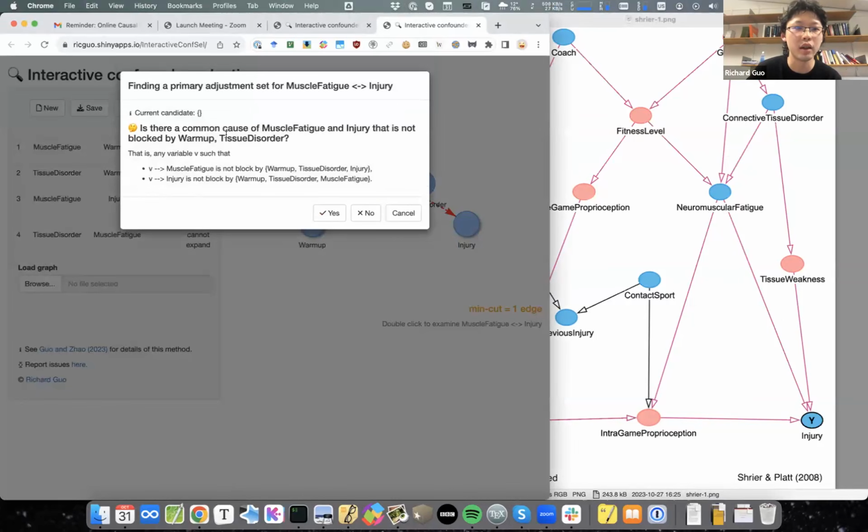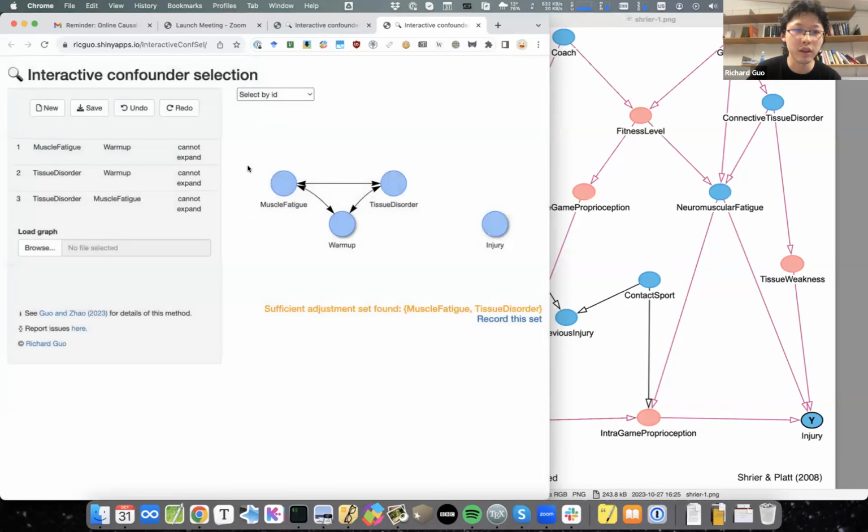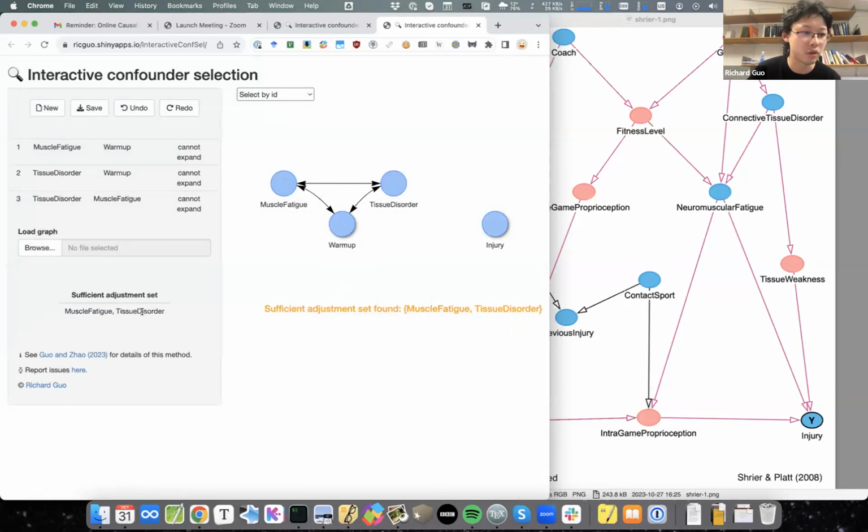Similarly, is there a common cause of muscle fatigue and injury that is not blocked by warm-up and tissue disorder? Well, there's genetics, but genetics is fully mediated by tissue disorder. So I say no. So I can remove this edge. So now warm-up and injury live on different connected components. That means these two variables, muscle fatigue and tissue disorder, are found to be a sufficient adjustment set.